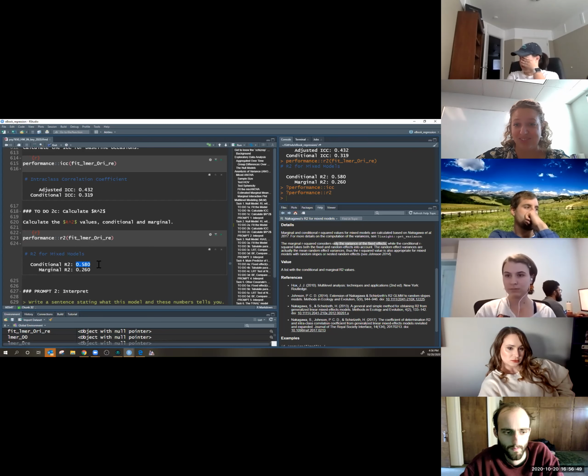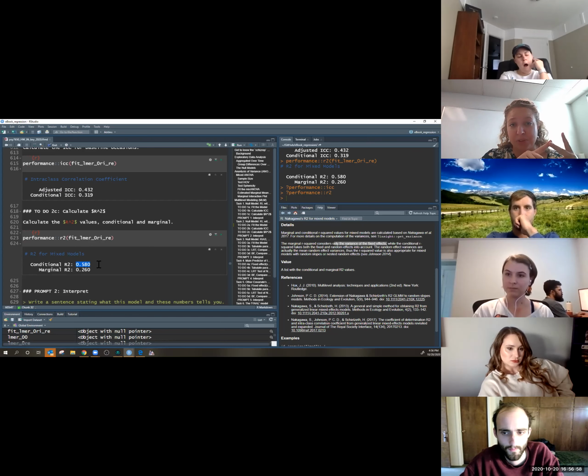Does that help with R squared and ICC? This is good. R squared and ICC are not going away. They're in every multi-level model, so they're good to address now. Just, sorry, one last question.